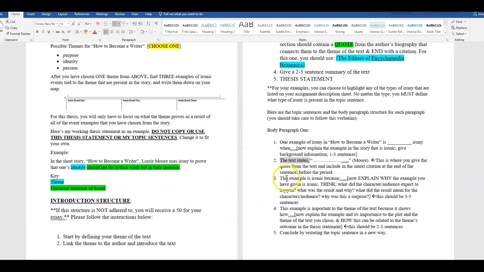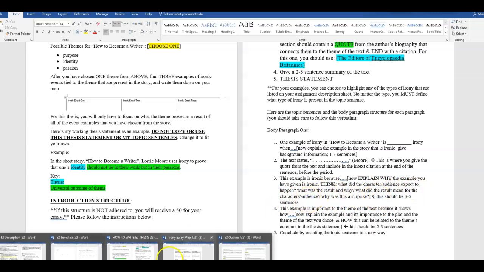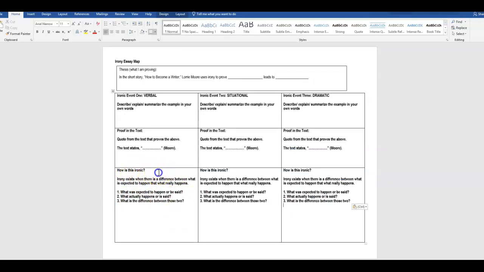If you go back to that How to Write document, it says, "This example is ironic because." Now explain why the example you have given is ironic. Think, what did the character or audience expect to happen? What was the result and why? What did the result mean for the characters or the audience, and why was this a surprise? This section should be 3 to 5 sentences. So all of this on the map just starts number 3 only, okay? So this only proves number 3.